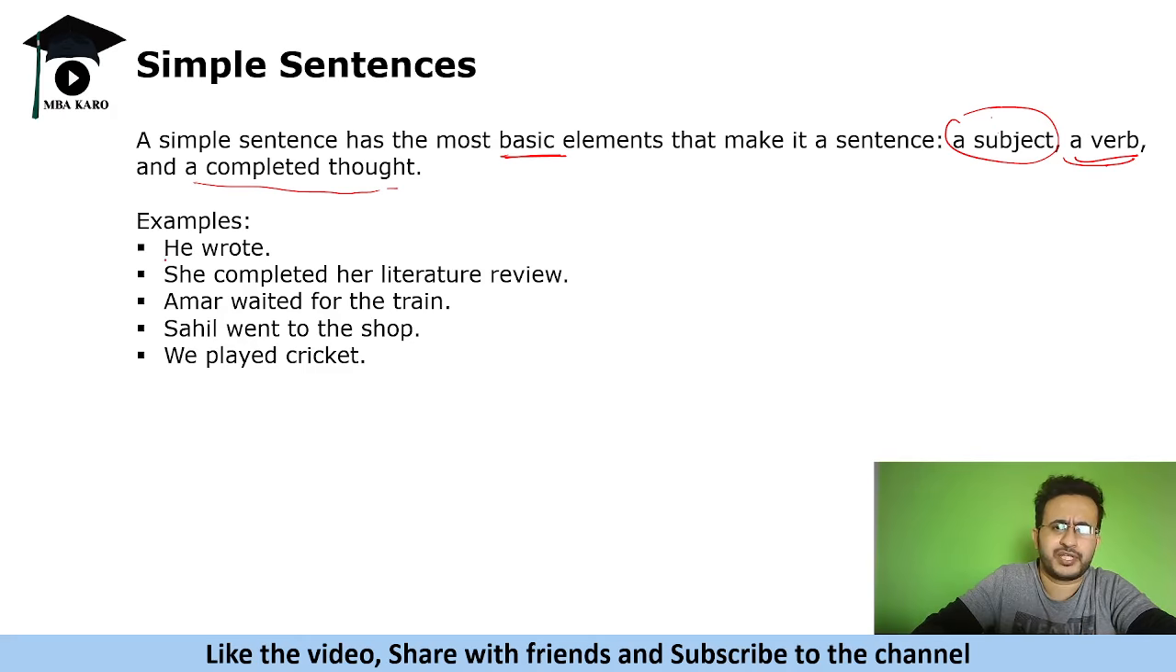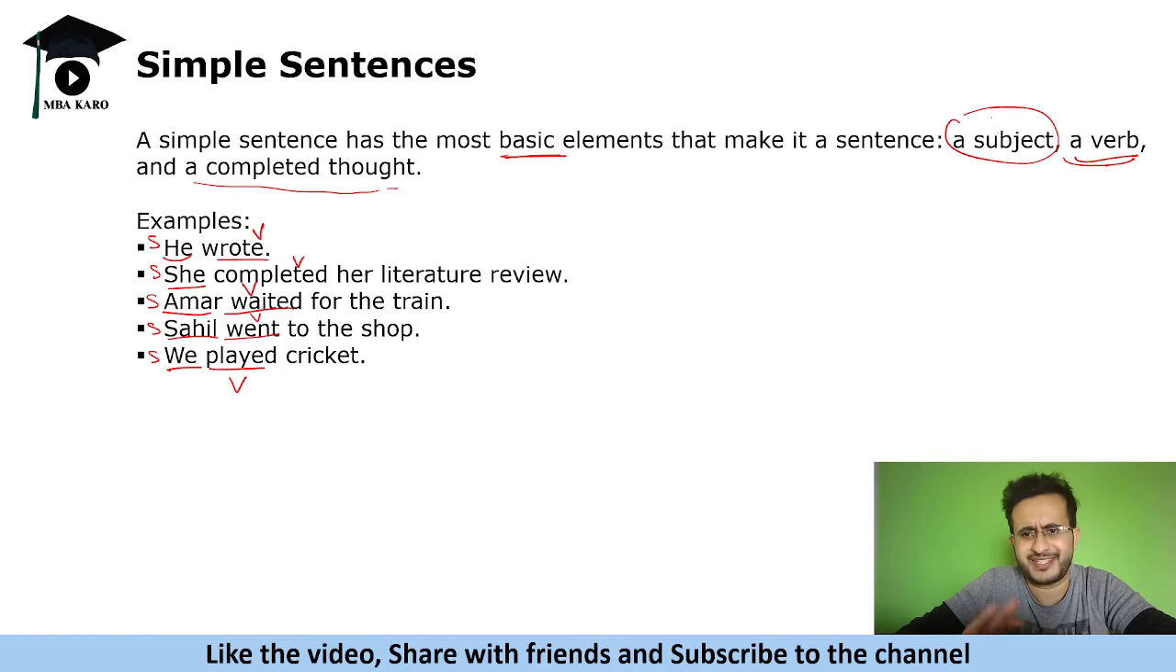Like he wrote. So subject is he, and wrote is the verb, उसने लिखा. It can have some additional things also. That is perfectly fine, but it should be a complete thought. Amar waited for the train. Amar is the subject, waited is the verb. Similarly, Sahil went to the shop. Sahil is subject, went is verb, and you have some description. We played cricket. We is subject, played is verb, and cricket is additional information in the sentence. So these are simple sentences, easy to identify.